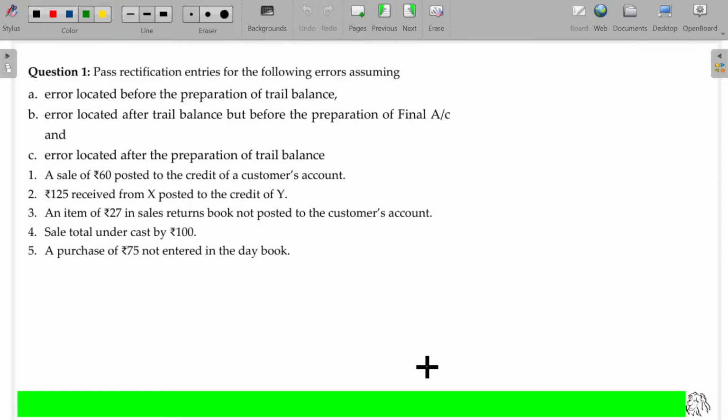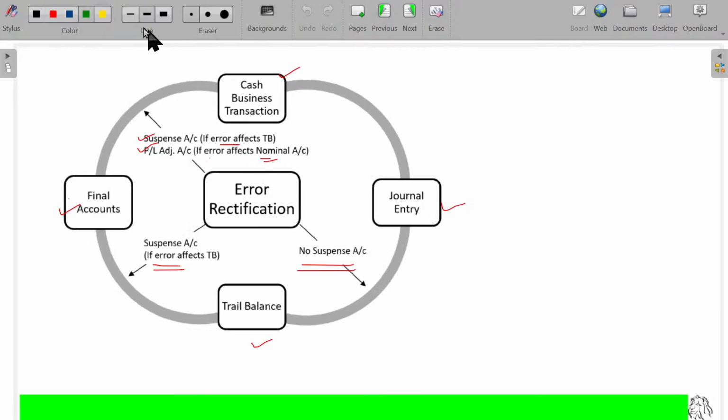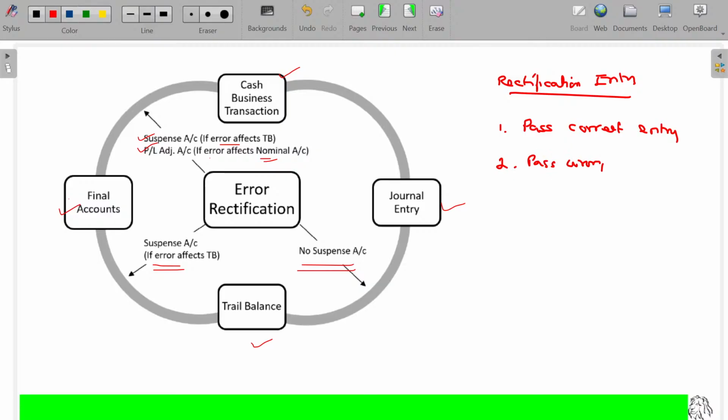Hope now you'll be able to understand how to pass the rectification entries. For passing the rectification entry, we have to follow 3 steps. Step 1, pass the correct entry for the transaction. Second, pass the wrong entry actually posted. Third, pass the rectification entry.